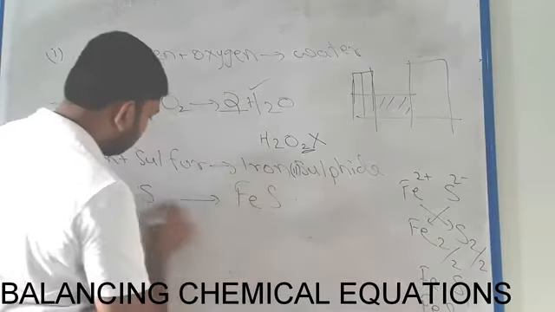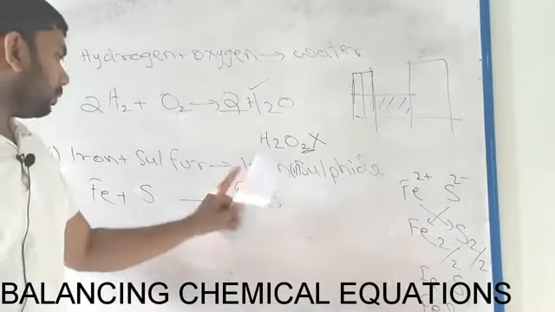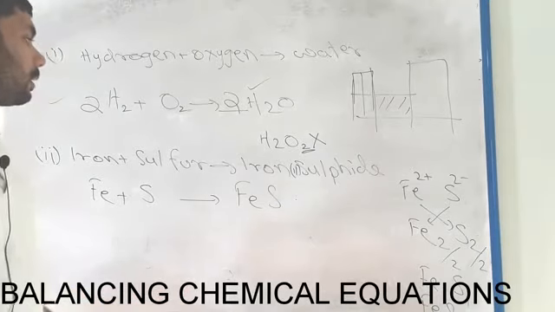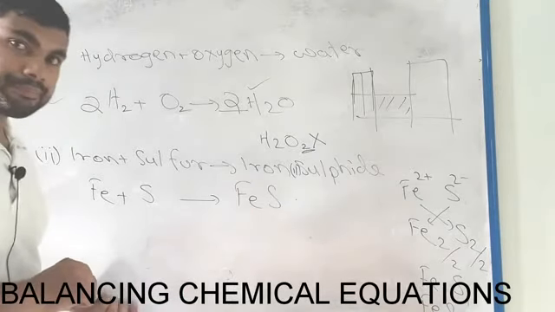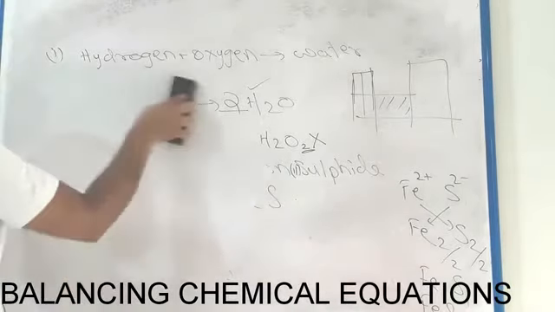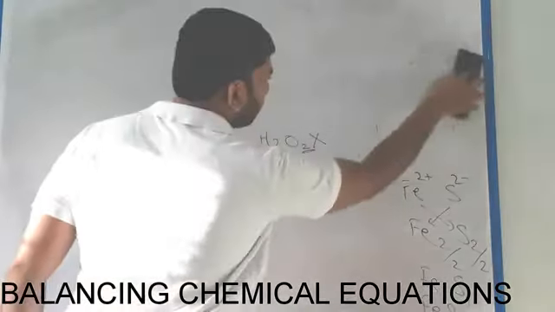Okay, same balanced equation, 1 iron, 1 sulfur on each side. Okay, this is the balanced equation for iron sulfide. Clear? After that, next one, we have another example, calcium plus sulfuric acid giving calcium sulfate.